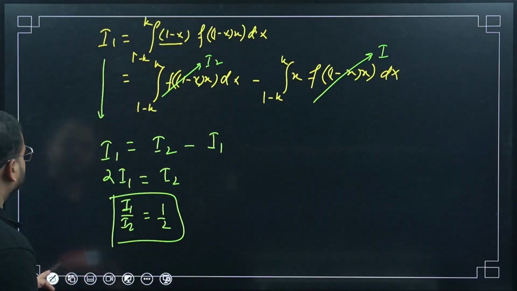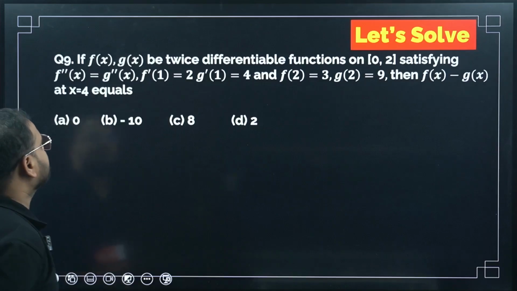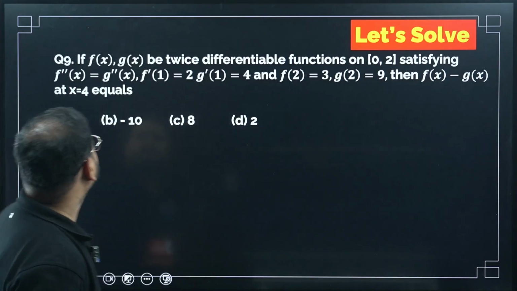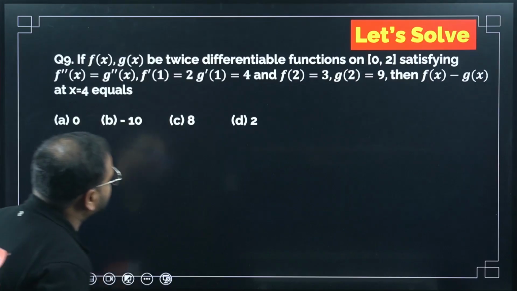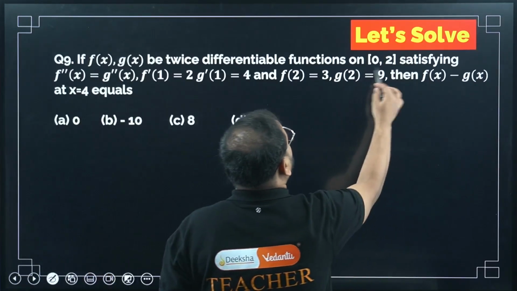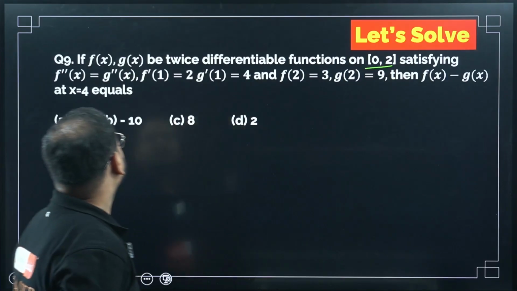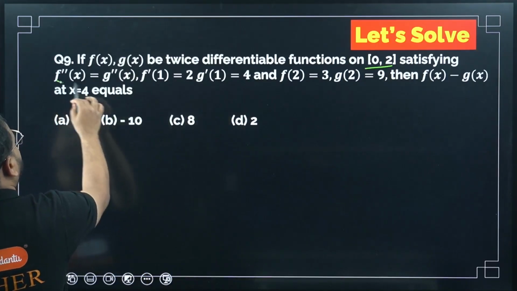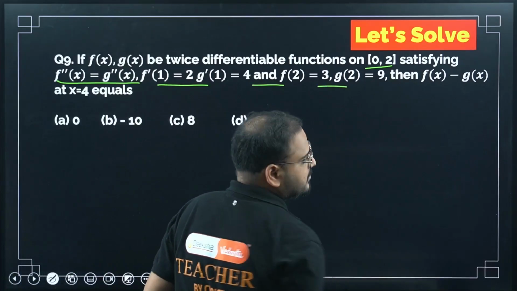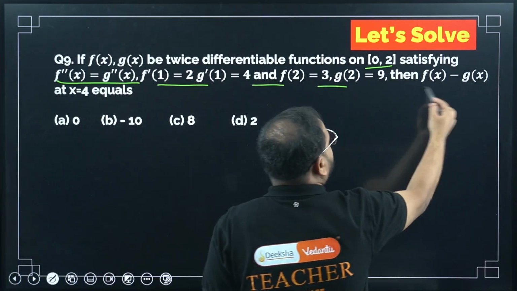Over here, have a look. Question number 9, last problem of the day. Let f(x) and g(x) be twice differentiable functions, meaning I can differentiate twice, in the interval 0 to 2, satisfying these results. They are asking us to find the value of f(x) minus g(x).